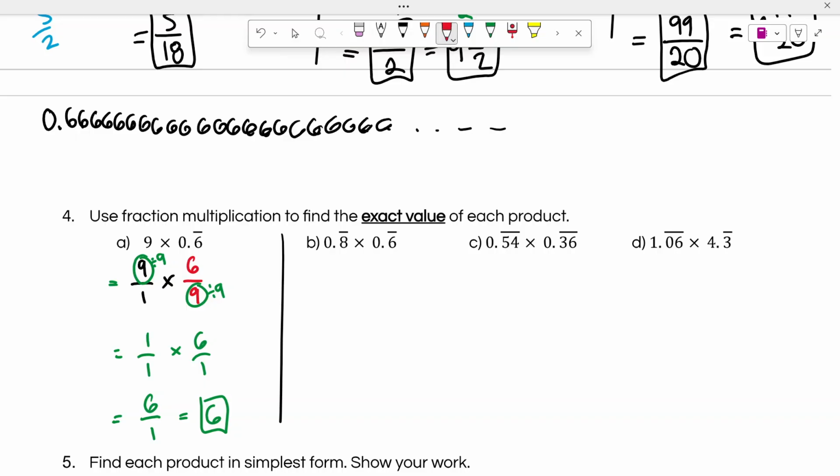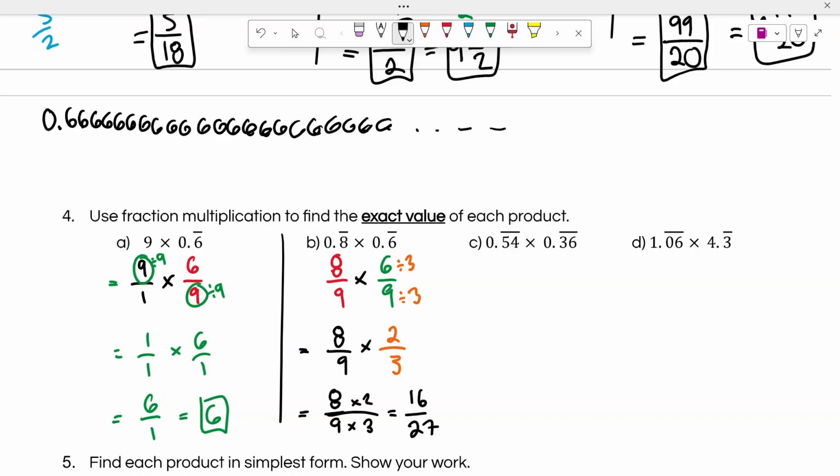Okay, same thing over here. 0.8 repeating is 8 ninths as a fraction. 0.6 repeating is 6 ninths, as we earlier said. And I'm going to go ahead and just divide out the common factor of 3 in this fraction, just to simplify a little bit. 6 divided by 3 gives me 2. 9 divided by 3 is 3. And I think that's about all the simplification I can do. So I'll just do top times top, bottom times bottom. 16 over 27 is going to be my simplest form factor.